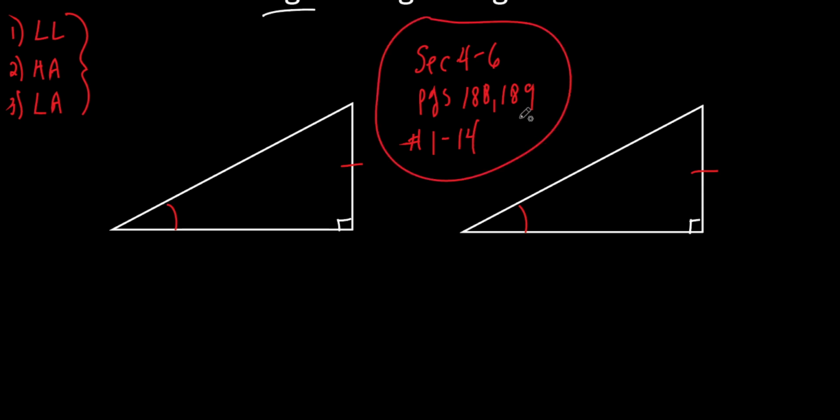So we're starting a new week. It's a short week, right? You had off yesterday. And so let's get back into the groove and start doing some homework. So there it is right there. So it's section 4-6. It's not an A or a B. It's just 4-6. 188, 189, 1 to 14. And that is your homework.